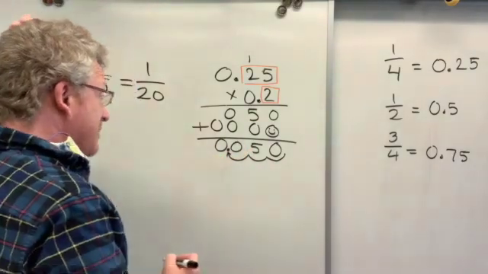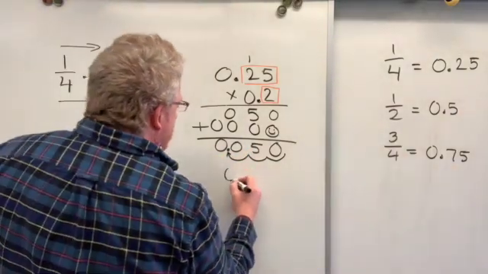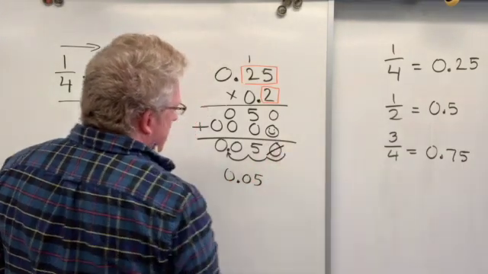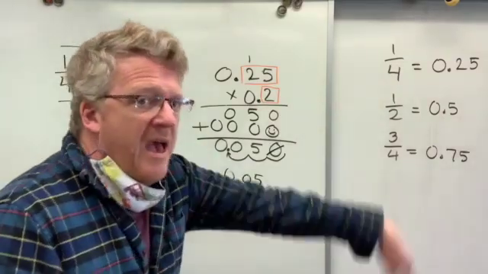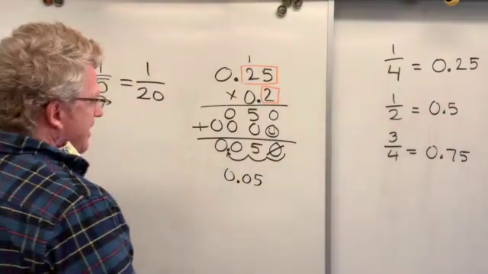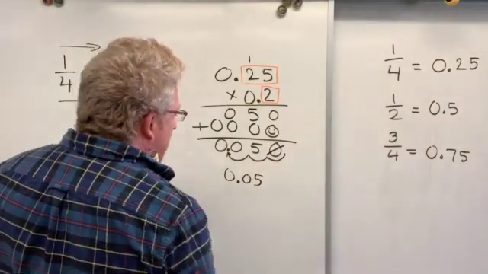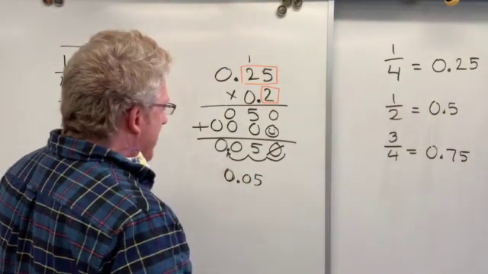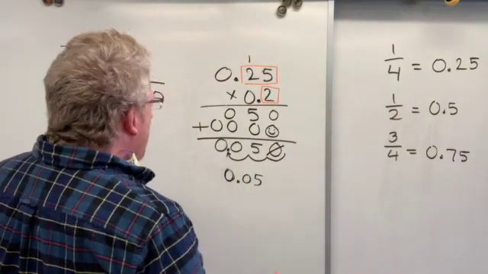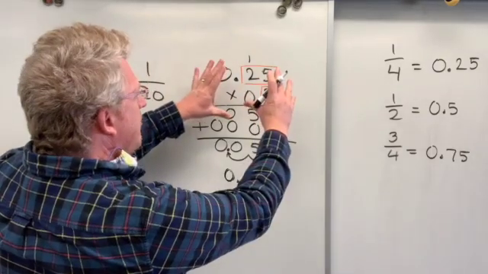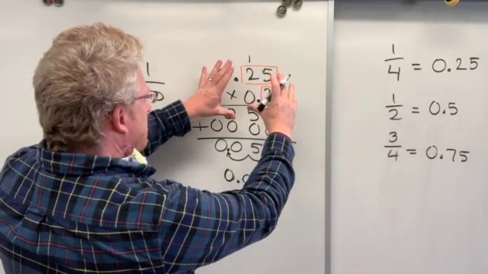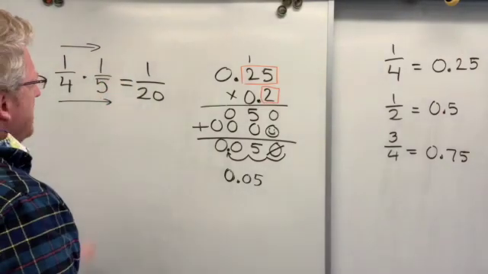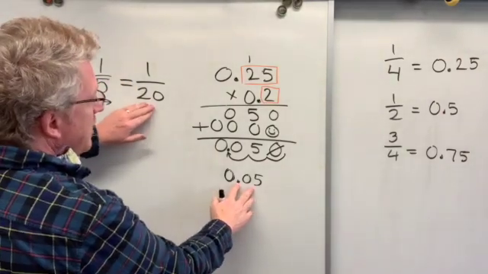So what do I get as my answer? I have 0.05. I can ignore this 0 here, right? Because when there's a 0 after the numbers, you can eliminate that and don't have to worry about it. So I have 0.05 as my answer. So here I did 1/4 times 1/5 using decimals. Here I did 1/4 times 1/5 using fractions. So these answers should be equivalent.